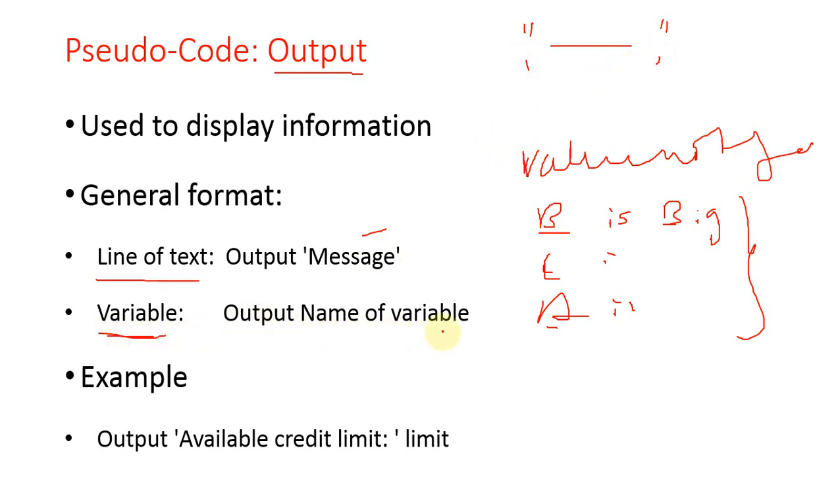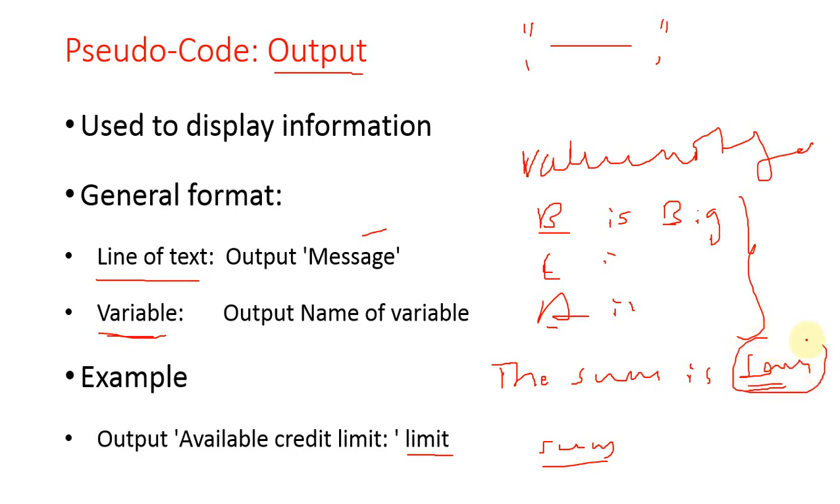Next, variable: output the name of the variable. For example, output available credit limit is limit. Sometimes we are going to say the sum is, and here the sum will be displayed. Whatever it may be, there is a variable called sum, so you will say sum.